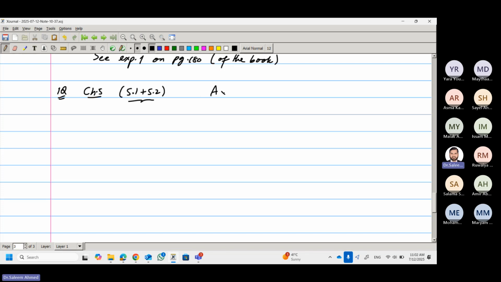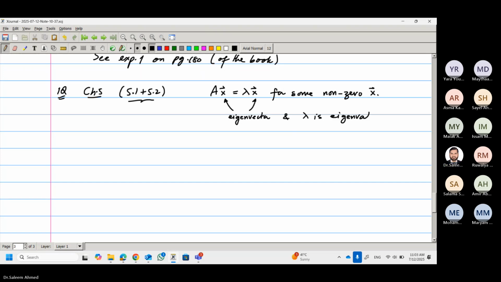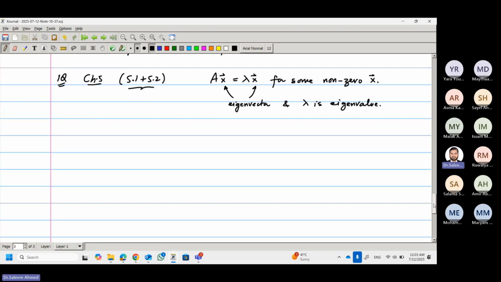So eigenvalues and eigenvectors are this one. If I multiply A with X, it should give you some number times the same vector X back. If this thing happens, then X is an eigenvector, for some non-zero X. Lambda can be 0, but X has to be non-zero. Then this X is an eigenvector and lambda is eigenvalue. Okay. How to find them?